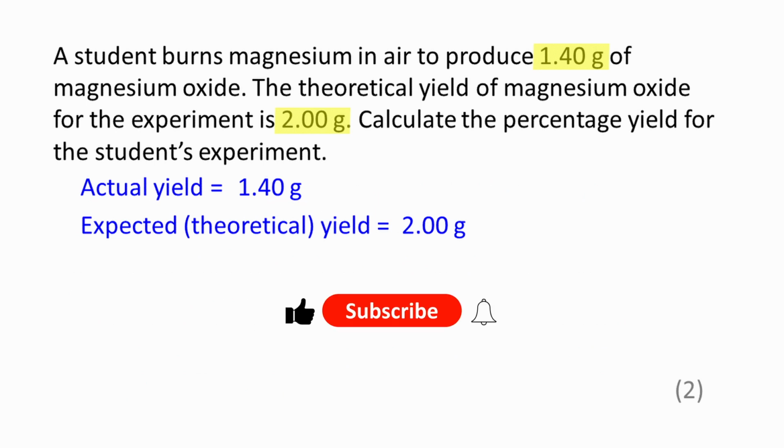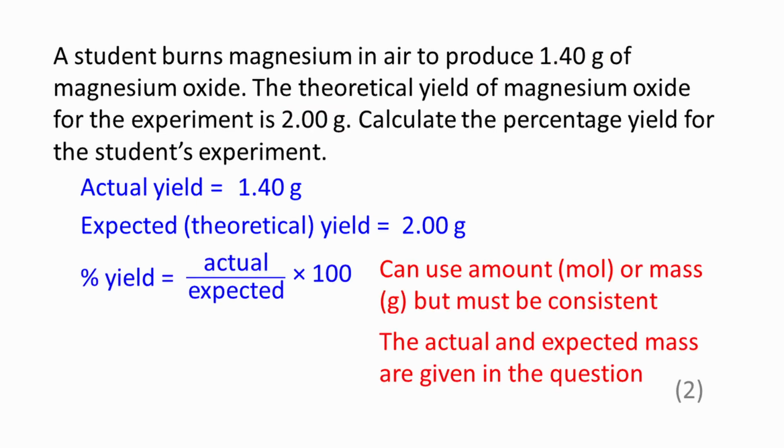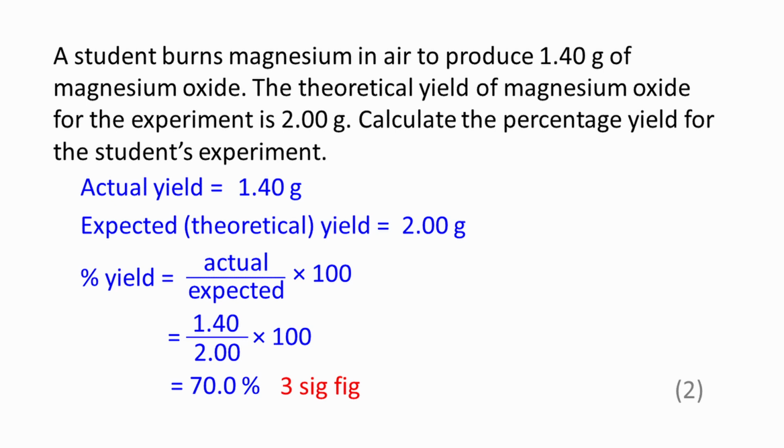This is 1.40 grams. The expected yield, sometimes known as the theoretical yield, is 2.00 grams. We use the equation percentage yield is equal to actual divided by expected multiplied by 100. This is an equation that you will have to memorize. It will not be given to you in the exam. It is possible to use amounts of substance in moles or mass in grams, but you have to be consistent. Substituting the numbers into the equation gives the percentage yield as 70.0%.